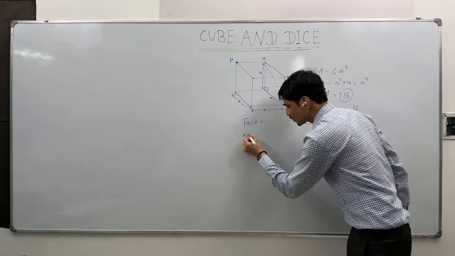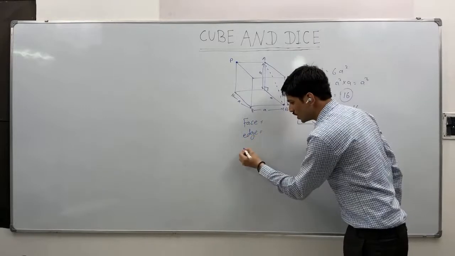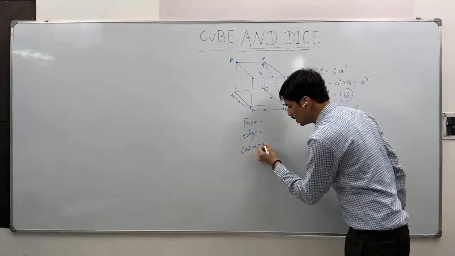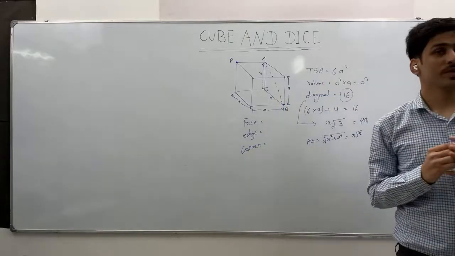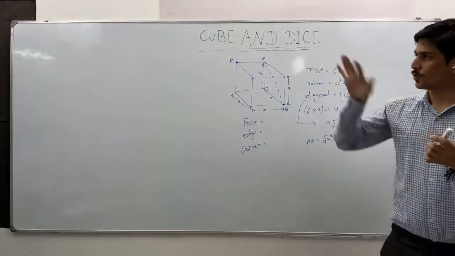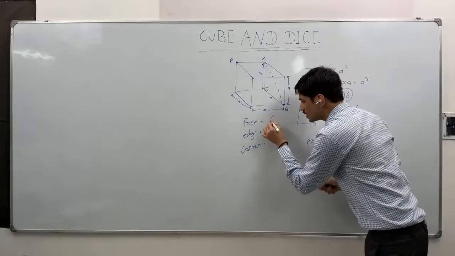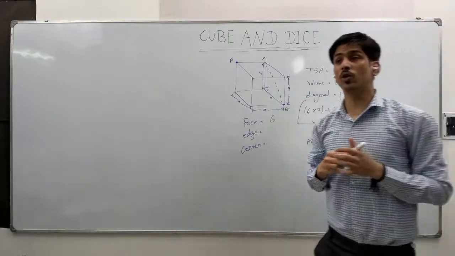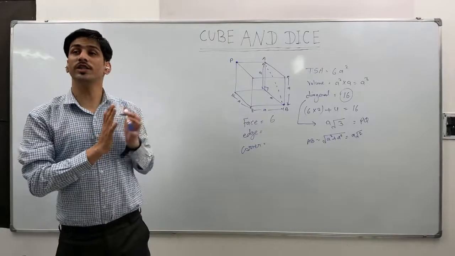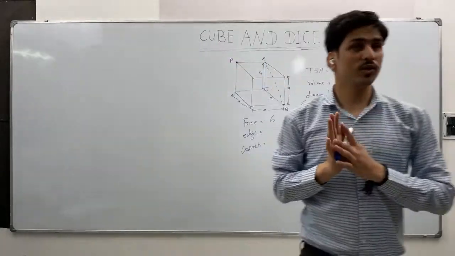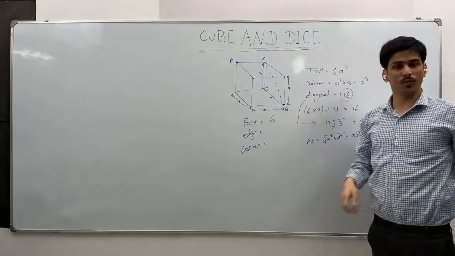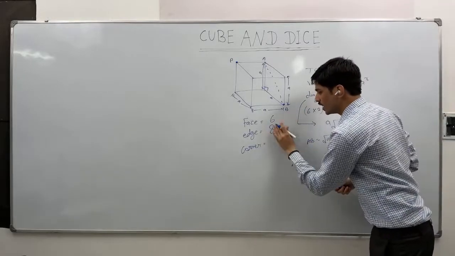Next, let me ask, what do you mean by... here I am writing three terms: face, edge, corner. Now tell me, how many faces does it have? 6 faces, right? 4 walls, one top, another bottom. So how many faces does it have? 6. Now tell me how many corners. How many corners does it have? 8 corners, right? So 4 top and 4 bottom. So it has a total of 8 corners.